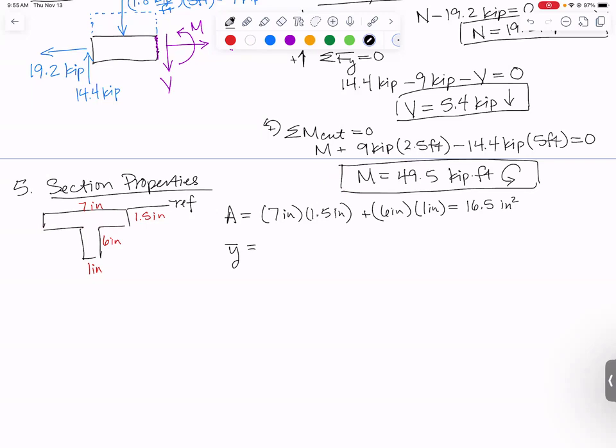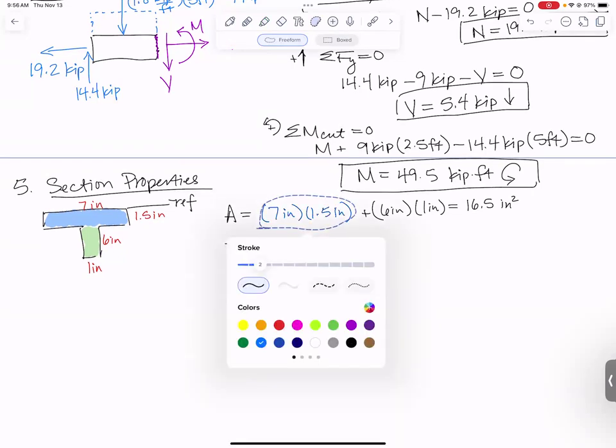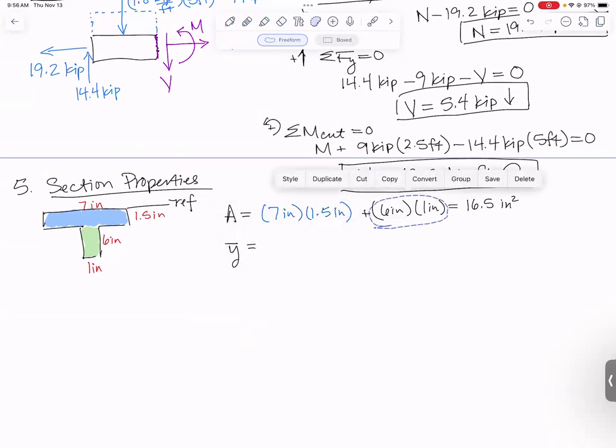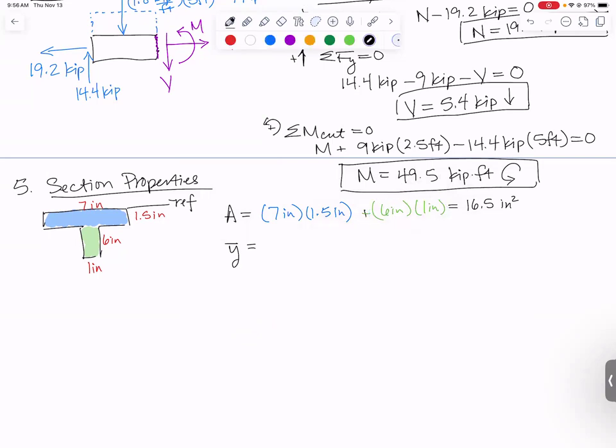To do that, I like to break this up into a couple of different colored shapes. Make that one blue, make that one green. I guess I could have used those same colors when I found the area. So if you want, make those ones blue, and we can make those ones green. So y bar relative to my reference line is going to be the sum of the y tildes times the areas over the total area, which we already found. That's 16.5 inches squared. Definitely don't calculate it again if you've already found it.